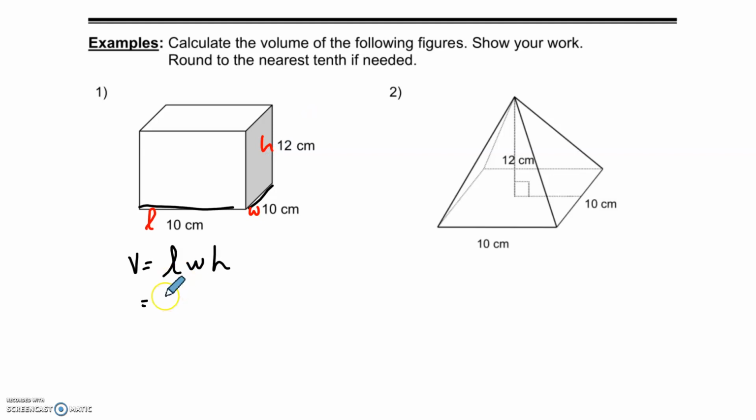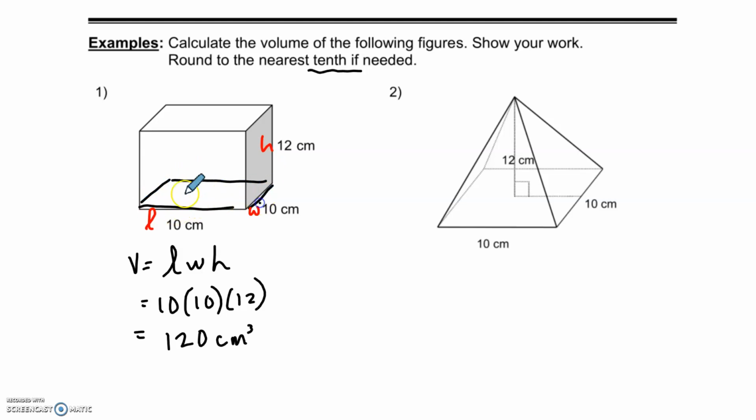And now we'll sub it in. That's going to be 10 times 10 times 12. So 10 times 10 is 100, times 12 is 120 centimeters cubed. And when we look at rounding instructions, it says round to the nearest tenth if needed. So in this case, we didn't have to round it. Now what we have here is our square base, 10 by 10, that makes this a square right here.